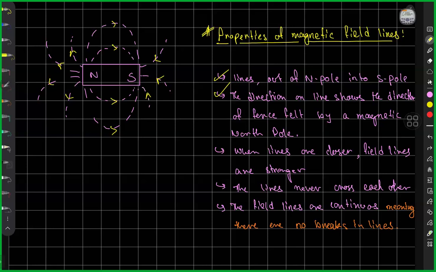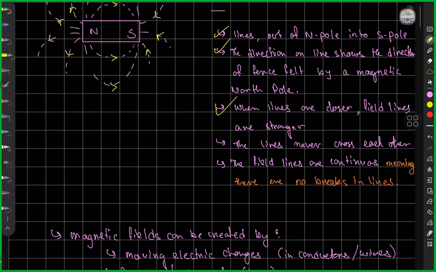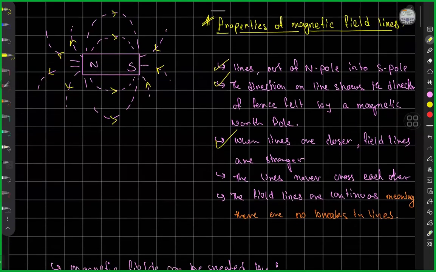Okay, fair. The lines never cross each other. I just mentioned it. This is not specific to magnetic fields. For any field line, you can't have field lines that cross each other. So you can't have this field line crossing this field line. You can't have this intersection ever, ever.